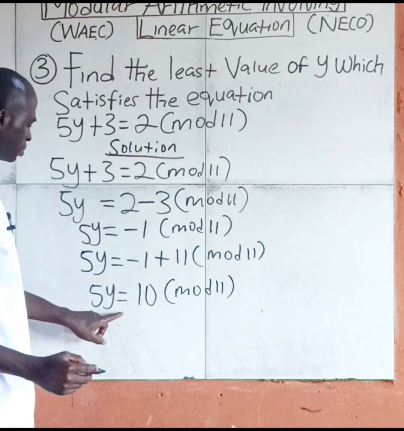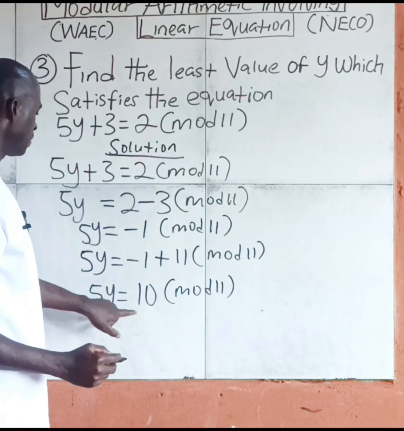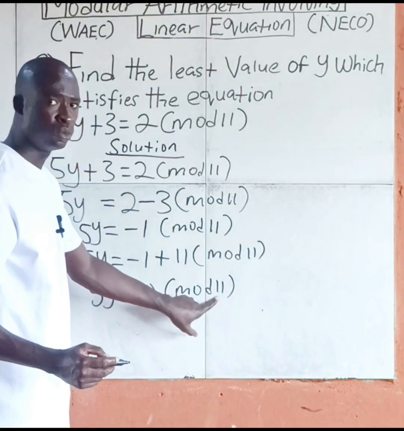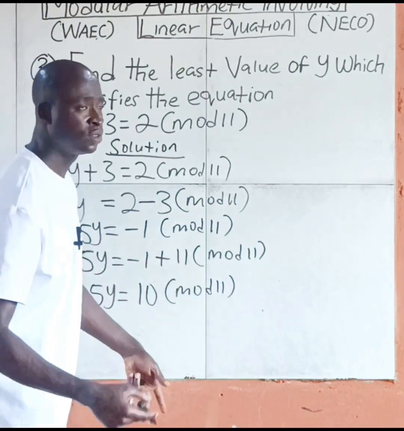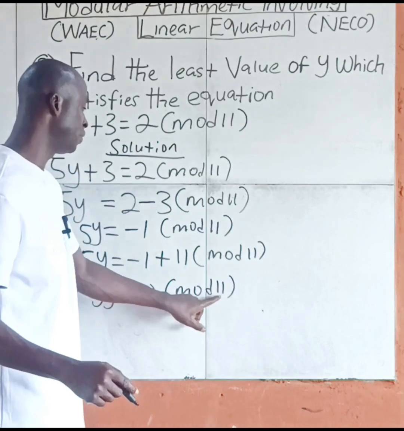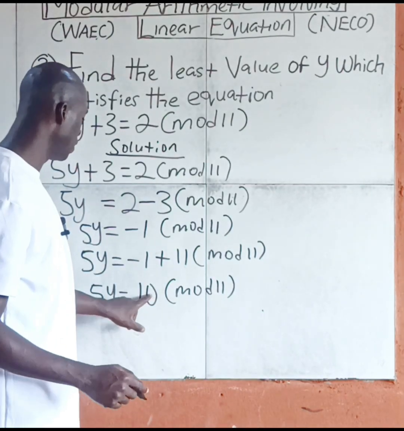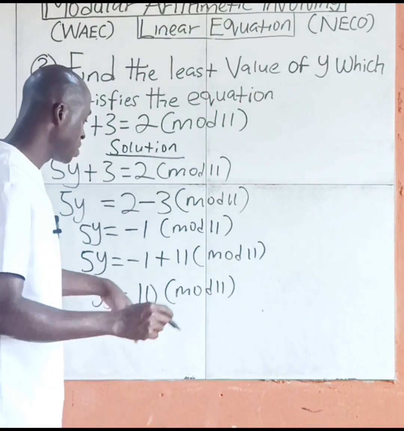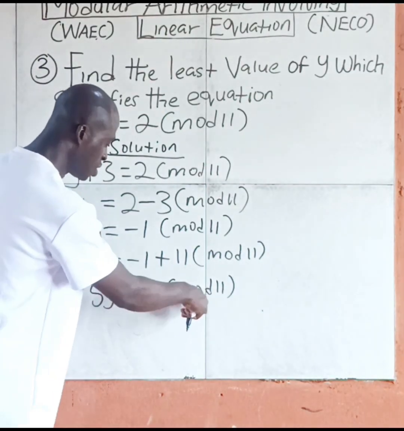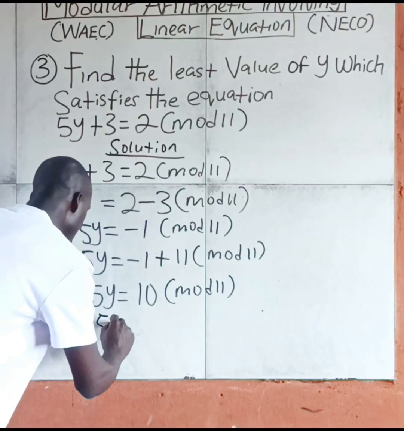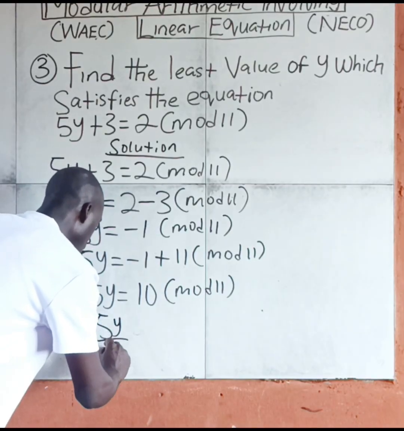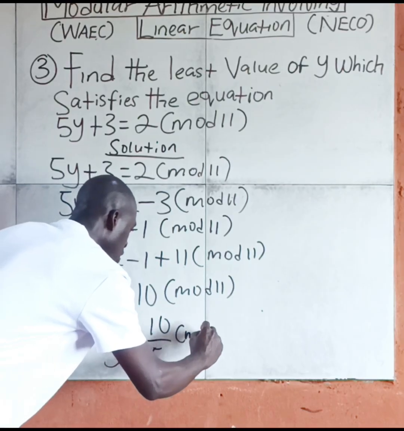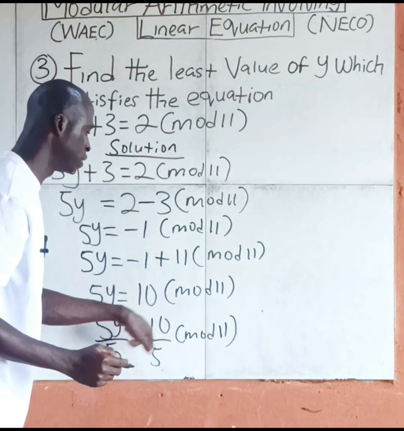Now at the end of the day, I'm going to divide both sides by the coefficient of y. Ideally, we are supposed to add multiples of 11, where you have 11 times 1, 11 times 2. So we are supposed to look for a multiple of 11 such that when added to 10 and divided by the coefficient of y, which is 5, there will be no remainder. But in this case, since 5 can go into 10, there's no need for that. So you are dividing both sides by 5. There's no need to add the multiples of 11.